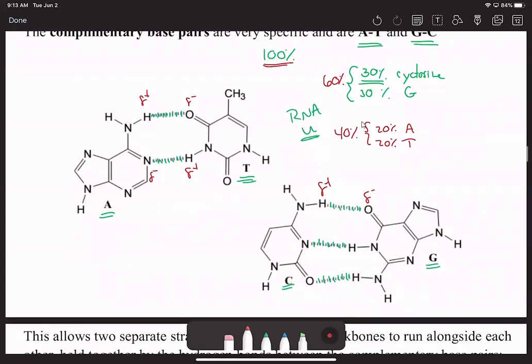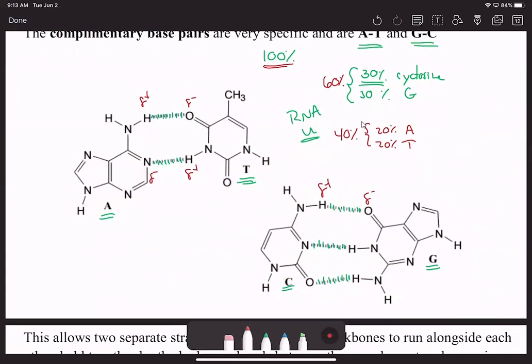We'll do one more. Let's say we had 23% adenine. Well, what are the other percentages? I also have to have 23% thymine. This comes out to 64. Nope, that comes out to not 64. That comes out to 46%.